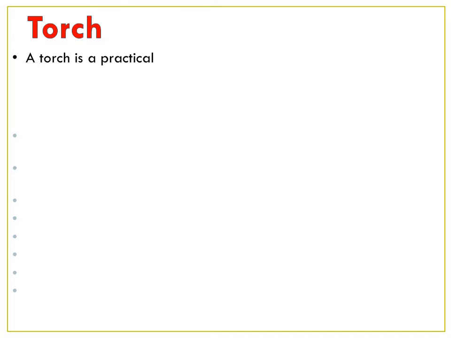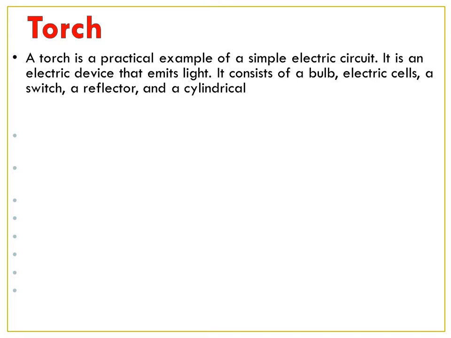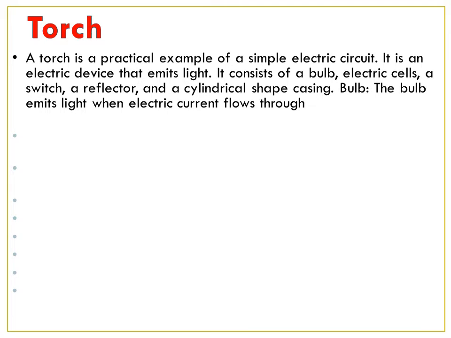Now the torch. A torch is a practical example of a simple electric circuit. It is an electric device that emits light. It consists of a bulb, electric cells, a switch, a reflector, and a cylindrical casing. A bulb emits light when electric current flows through its filament. What are the parts of a torchlight?